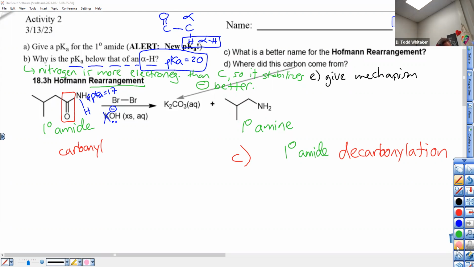So new pKa alert is in pink. And hydroxide is just basic enough to get an equilibrium amount of these H's off of here.